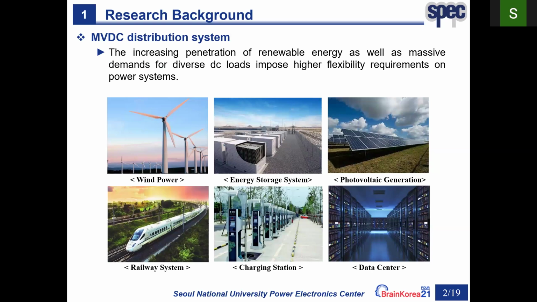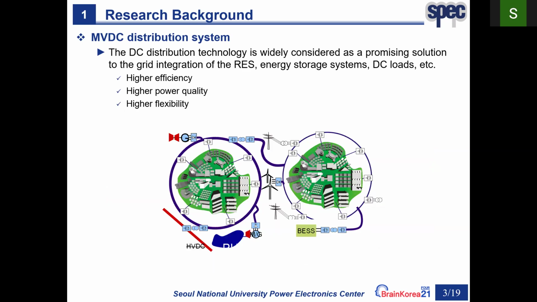The increasing penetration of renewable energy such as wind and solar, as well as massive demands for diverse DC loads such as electric vehicles, data centers, and energy storage devices, impose higher flexibility requirements on power systems. The DC distribution technology can reduce the power conversion stages in the grid integration of the distributed renewable generations, energy storage systems, and DC loads. Besides, it presents remarkable advantages such as higher efficiency, higher power quality, higher flexibility, and thus has broad application prospects.